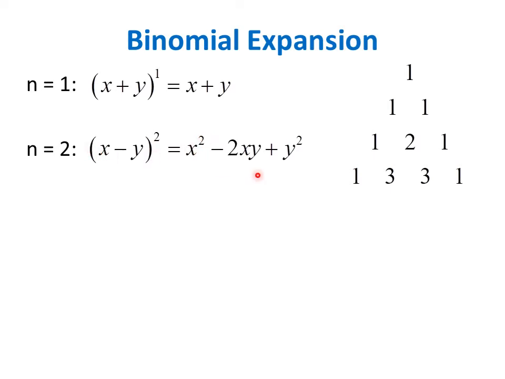For the second term, we have to subtract 1 from the exponent of x. That's x to the 2 minus 1. So that's x to the 1, or simply x. And for the y, we have y to the 0 here. And we have to add 1 to that exponent. So we have y to the 0 plus 1. That is y to the 1, or simply y.